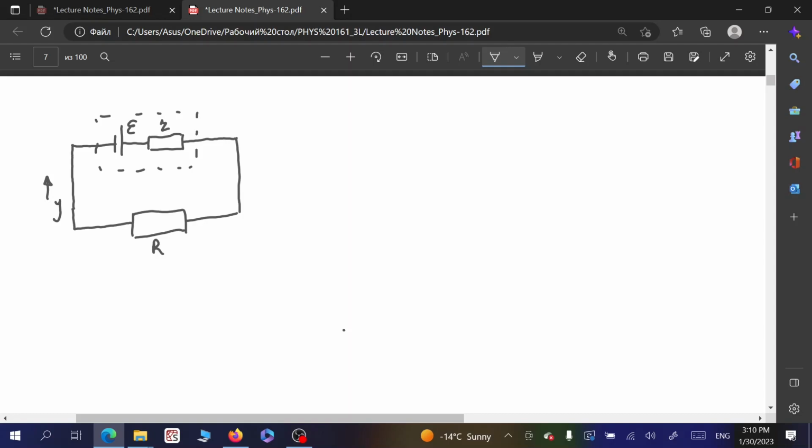What is the origin of this internal resistance? Can't we get rid of it? Can we make an ideal battery which will not have any internal resistance? No, and why? Well, because it does some kind of thermal work, it heats up a little bit. It heats up because of this internal resistance.